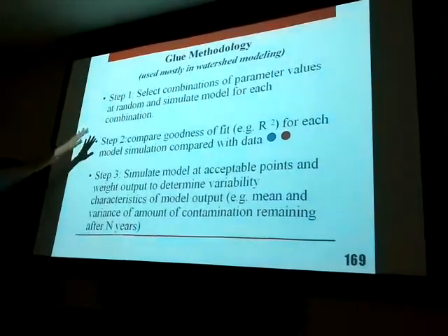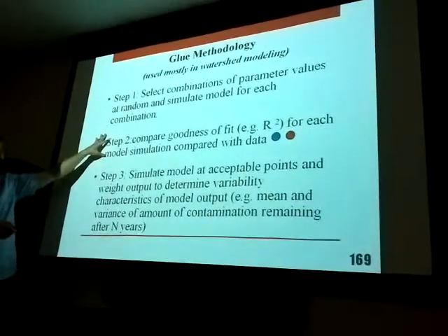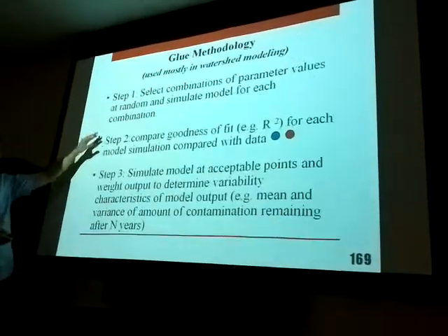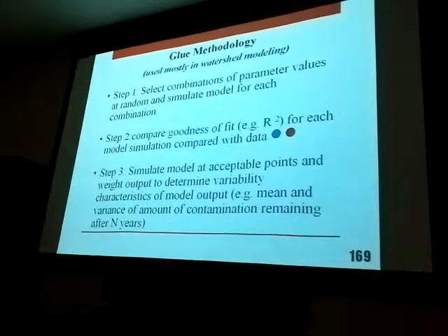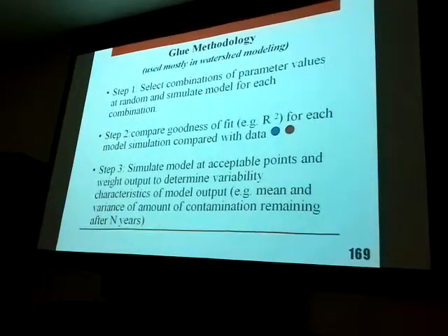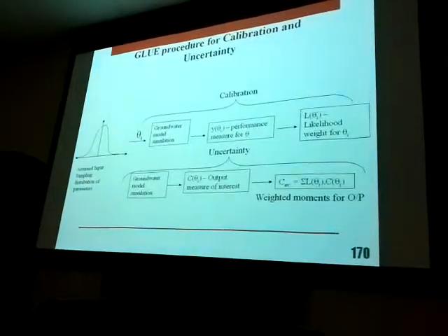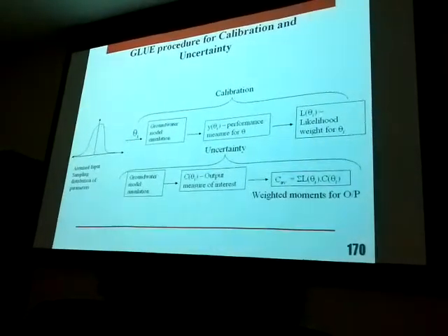So in here we collect them either at random or simulate the model for each combination. We compare their R squared, and we simulate those at acceptable points, weight output to determine characteristics, like variance and other things. But this is the stuff that's done automatically. So the calibration, uncertainty with it.